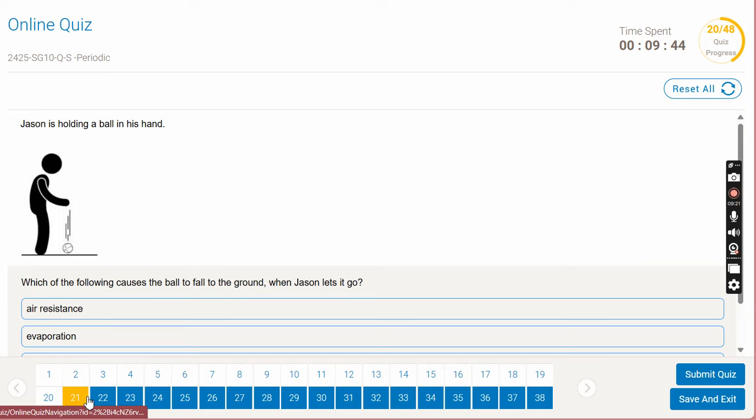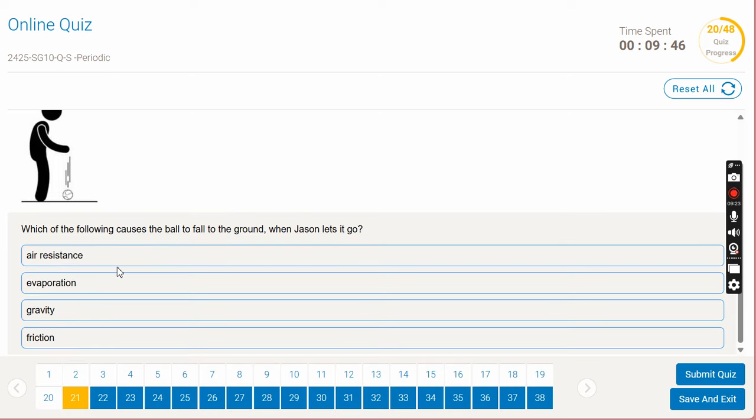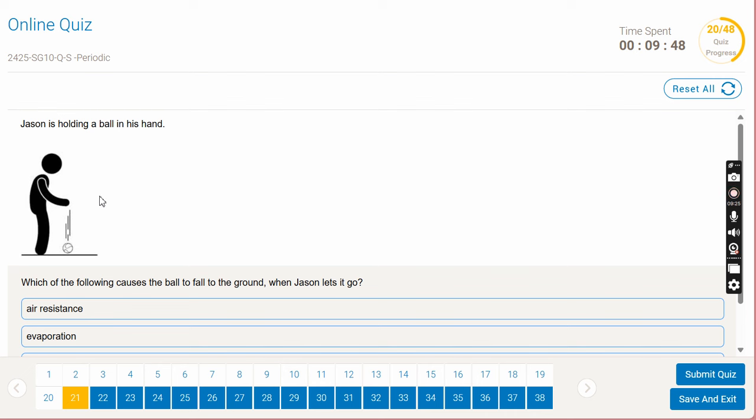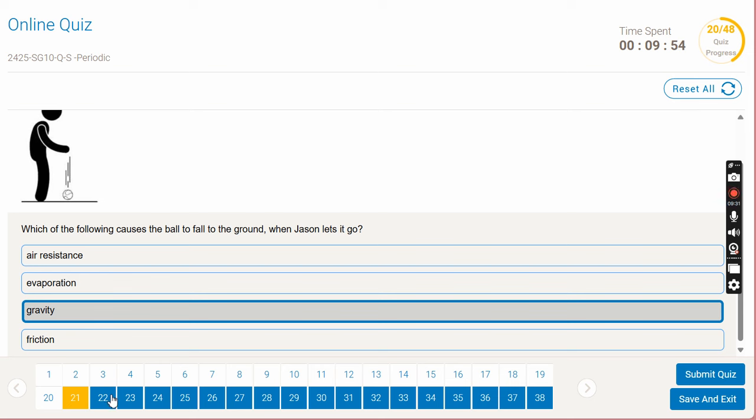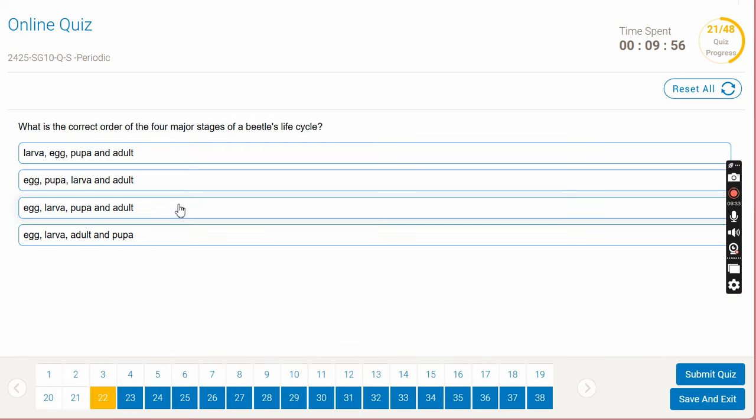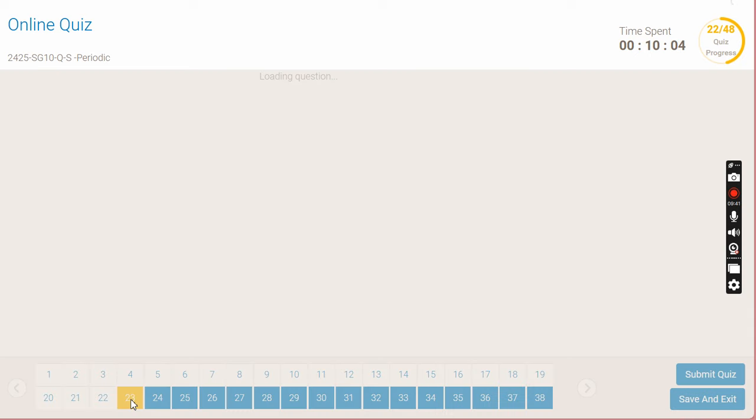The next is, which of the following causes the ball to fall to the ground when Jason lets it go? So Jason is holding a ball. How does it fall to the ground? Because of gravity. So gravity is the pulling force that pulls every object to the ground. Now here, what are the correct major 4 stages of a beetle's life cycle? That's going to be an egg, a larva, a pupa, and then an adult.